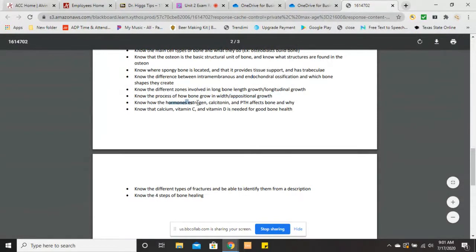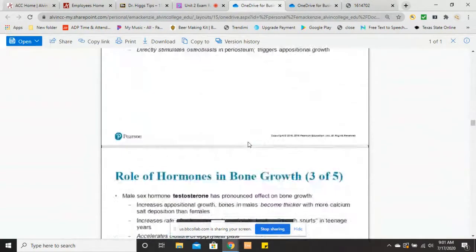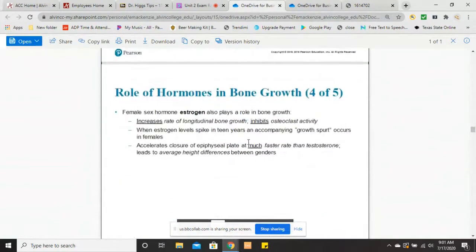And then, now that you know how to make and grow bone, we finish off with some things that could affect bone growth. Mainly, hormones. You've got to know these three hormones, estrogen, calcitonin, and parathyroid hormone, how they affect the bone and why. Okay. First up, we'll do parathyroid hormone first.